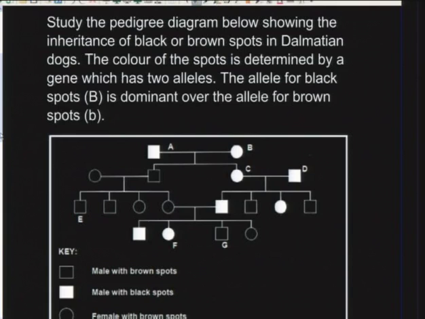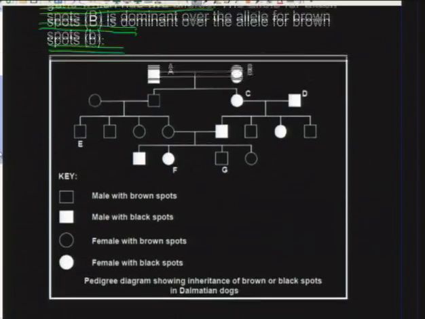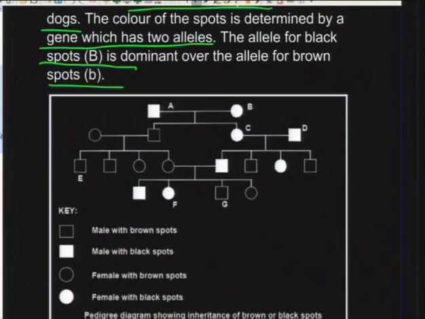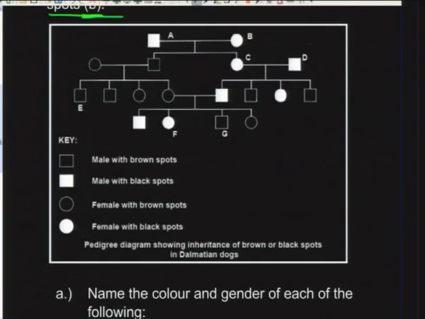Study the pedigree diagram below showing inheritance of black or brown spots in Dalmatian dogs. The color of the spots is determined by a gene which has two alleles. The allele for black is dominant over brown. Now, in a pedigree diagram like this, the first thing you do, you try and put the genotypes without answering the questions. Now, what does it tell you? It tells you that brown is recessive. Now, here's the key. They tell you here, the ones that are clear are the ones with brown spots. The ones that are shaded are the ones with black spots.